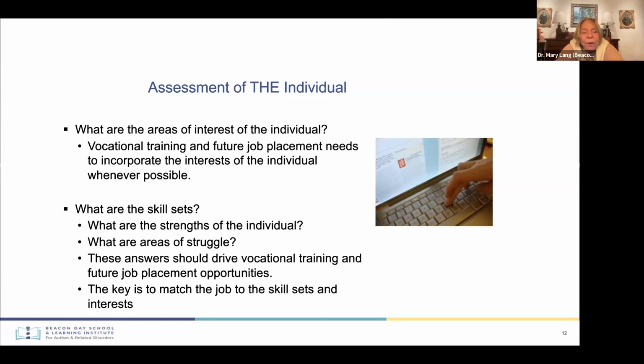And that's true with vocational training and future job placement needs. Especially they need to incorporate the interest of you as an individual and consider the mutual interest of the educational institution, the job or the sports that you are participating in. What are the skill sets that you have? What are you really good at? And that you really enjoy. And it may be, again, a sport, a subject.